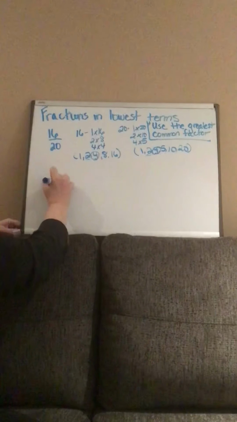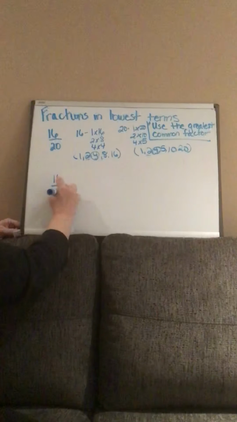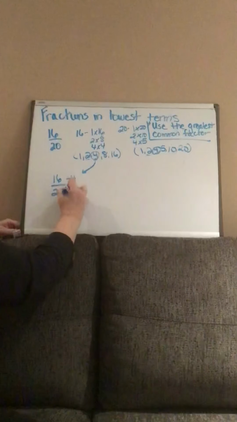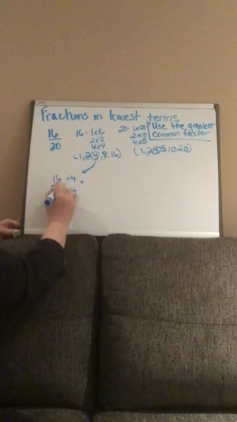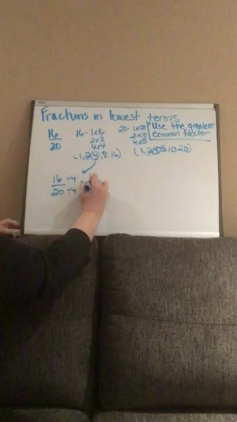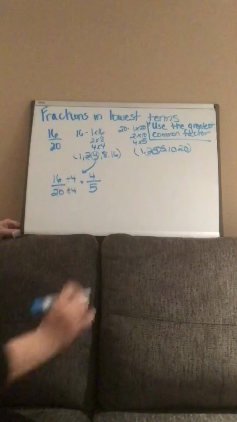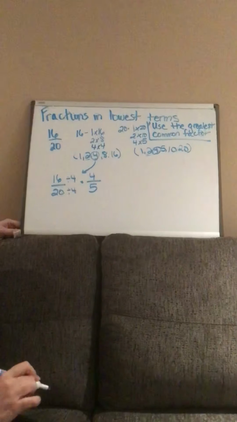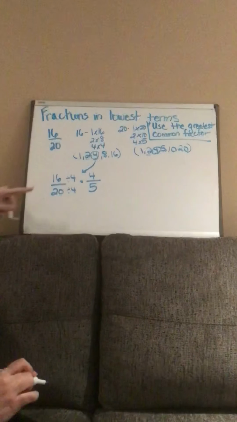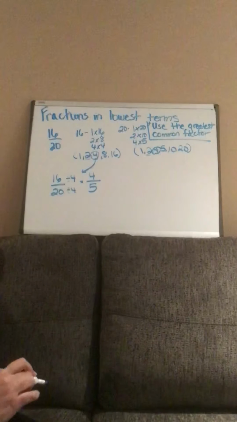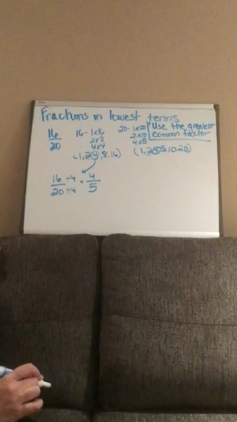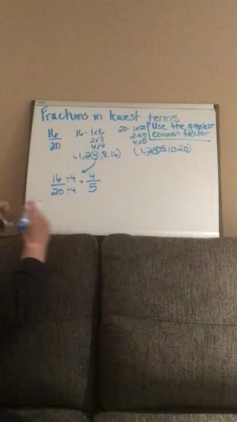I'm going to take 16 over 20. I'm going to take that greatest common factor, which is 4. I divide top and bottom by 4. 16 divided by 4 is 4, and 20 divided by 4 is 5. So, in lowest terms, 16 over 20 is 4/5. That's all there is to do in terms of lowest terms. Let's try another one.